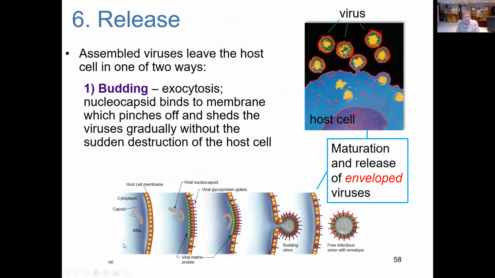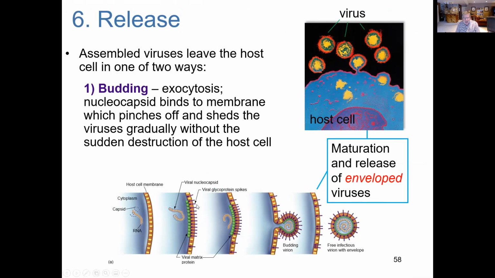So here's the release of the virus. And so we've replicated the RNA. The cell has done that for us. The cell has also made a capsid. And here's the viral nucleocapsid that the host cell has manufactured. And we have to yet acquire now the outer envelope. And how do we do that?